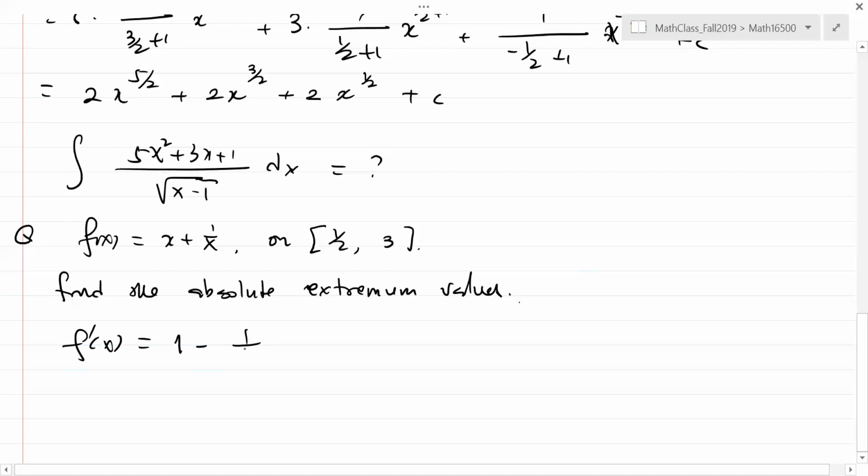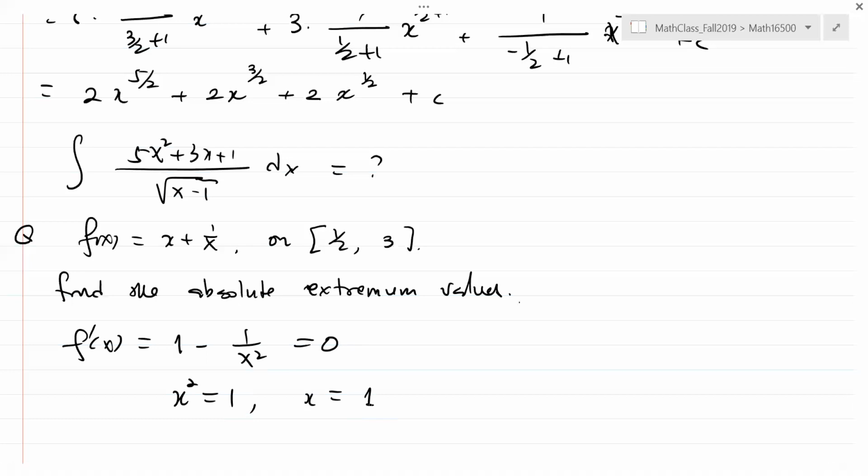The derivative is 1 minus 1/x squared. Just find the derivative. So you set this to be 0, so you get x squared equals 1, and x is going to be plus or minus 1. Only x equals 1 is positive, because in the interval there's only one solution. All right, so one critical number, 2 endpoints.